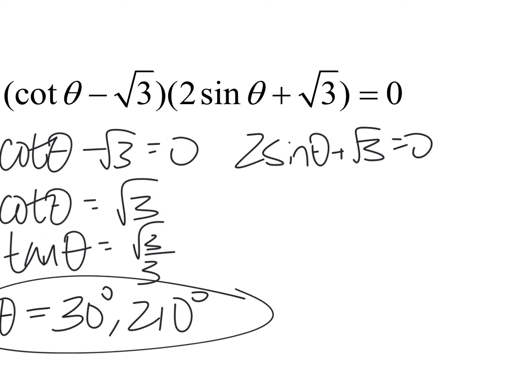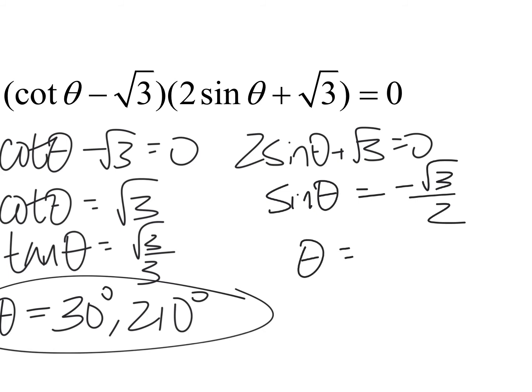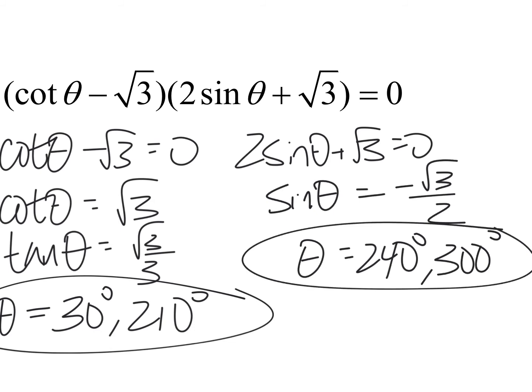Moving over to this side, when I get the sine theta by itself, I get negative radical 3 over 2. And so that means where is the y value negative radical 3 over 2? Those are 60-degree reference angles, and it's in quadrant 3 and quadrant 4. So 60-degree reference angle in quadrant 3 is 240. 60-degree reference angle in quadrant 4 is 300. And remember, I'm looking at the unit circle in this case where the y value is equal to negative radical 3 over 2.